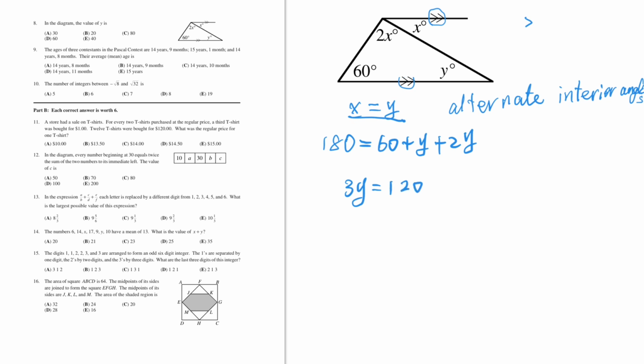120. Move the 60 to the other side of the equation, that's negative 60. That's 3y equals 120. Divide both sides by 3. y equals 40. Therefore, the answer is E.